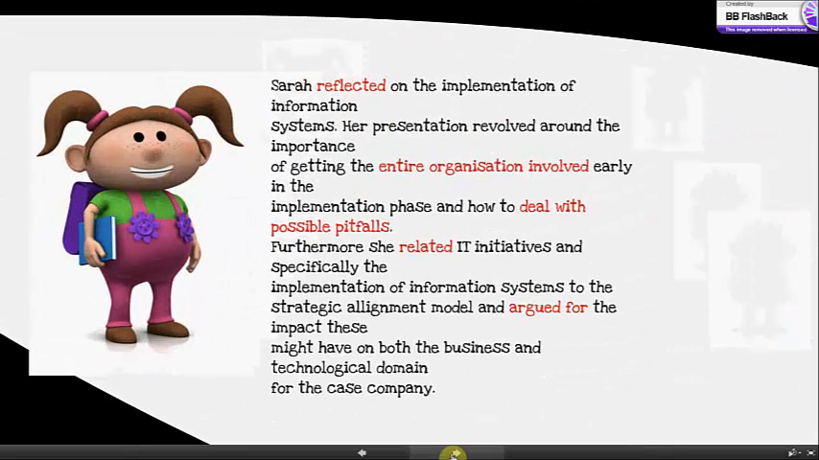Sarah reflected on the implementation of information systems. Her presentation revolved around the importance of getting the entire organization involved as early on in the implementation process as possible, and how to deal with possible implementation pitfalls. Furthermore, she related IT initiatives and specifically the implementation of information systems to the strategic alignment model and argued for the impact that these might have on both the business and technological domain for the case company.